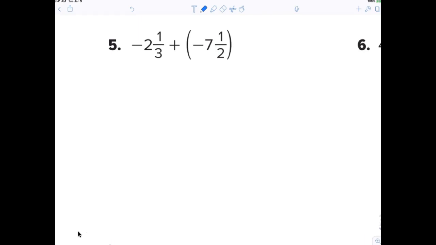All right, so let me show you what I mean by that. I'm going to rewrite it as negative 2 and 1 third minus 7 and 1 half. Okay, Elise, you're up. Are these relatively prime? Yes, because there are no common factors with 2 and 3. So what's the common denominator? 6. Good. So it's going to be negative 2 and what? 2 6. Good job. And the second fraction will be?